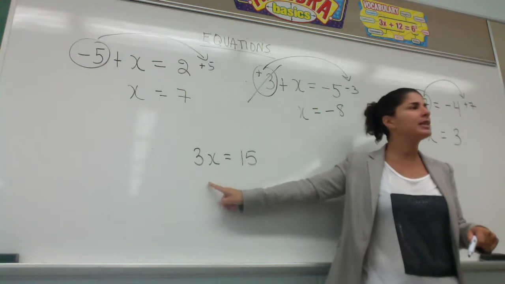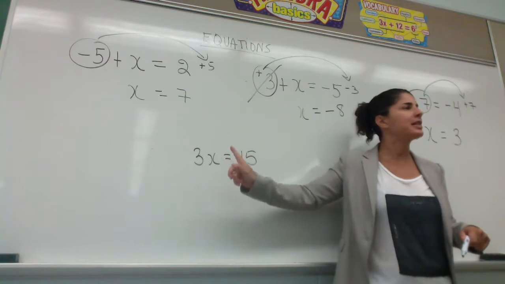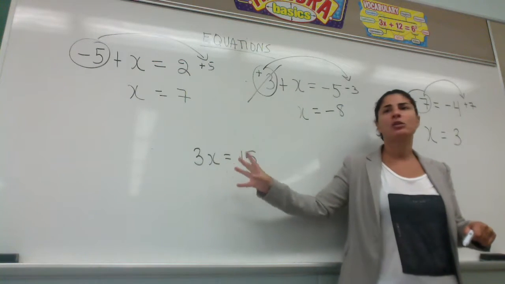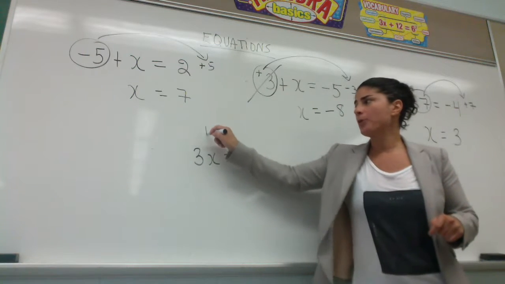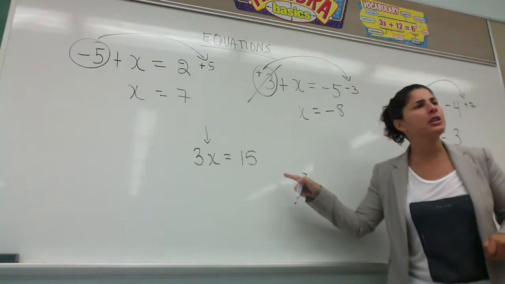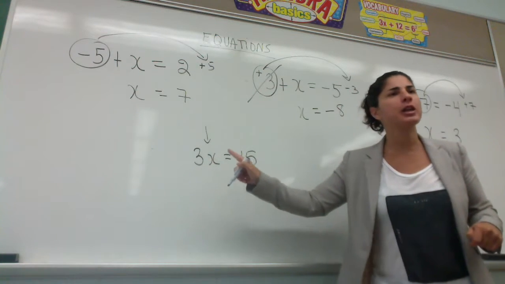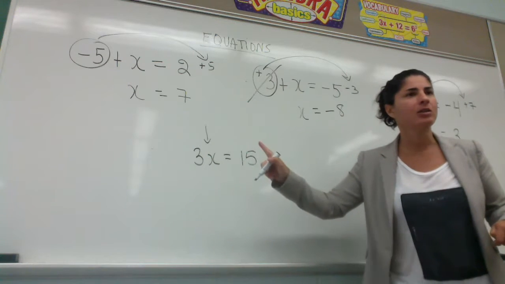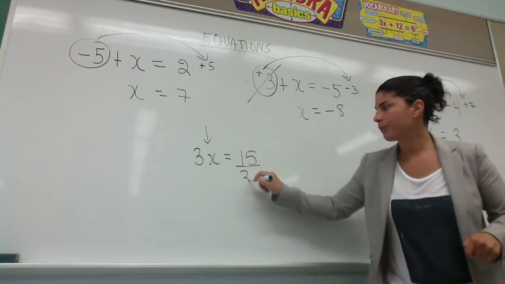But how about if you didn't know it was 5? How can you know 5 is the answer by doing something? So the operation is what here? What's the opposite operation of multiplication? Division. So now look at this. Watch this. Check it out. Are you looking? Yes? Divided by 3.